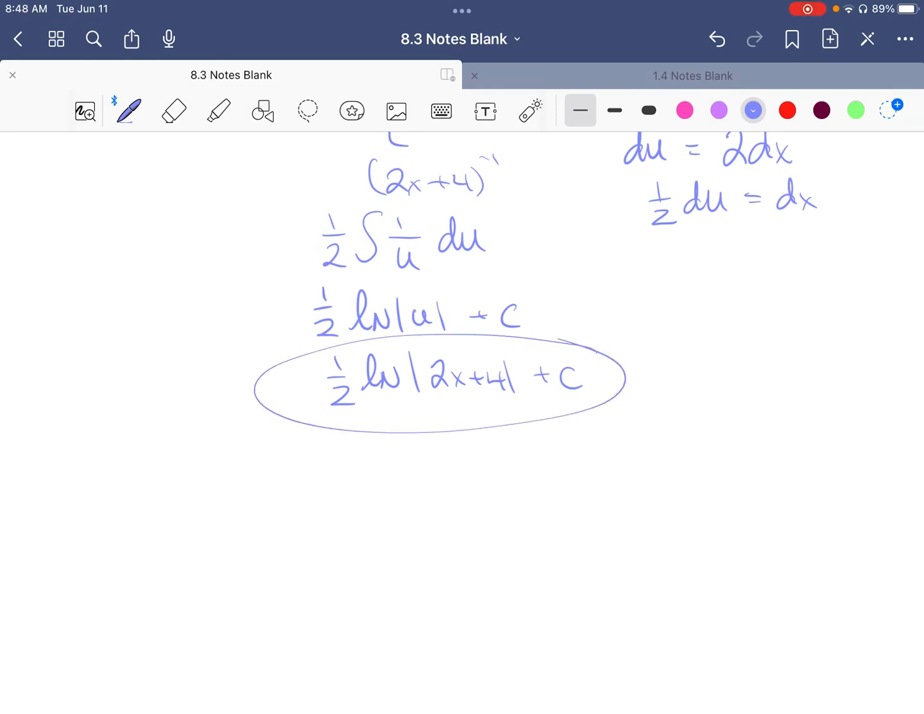There you go. Now we should hopefully have some understanding of how to take the integral using u substitution.